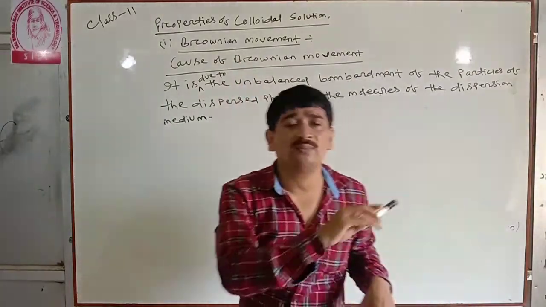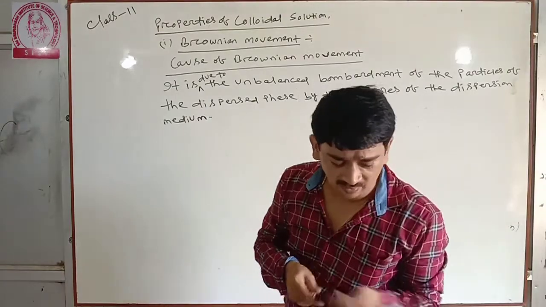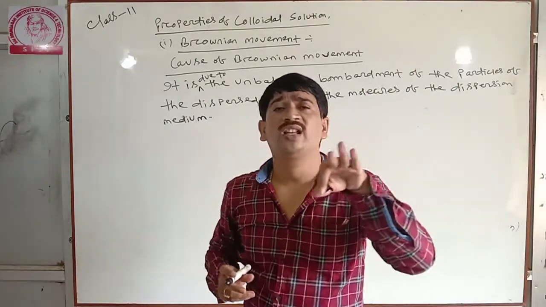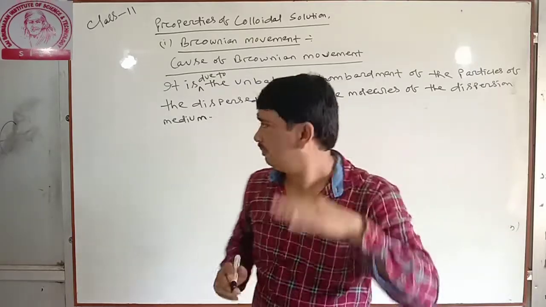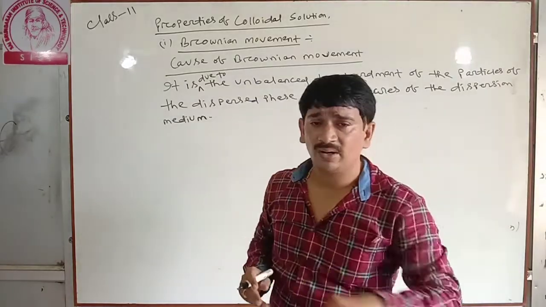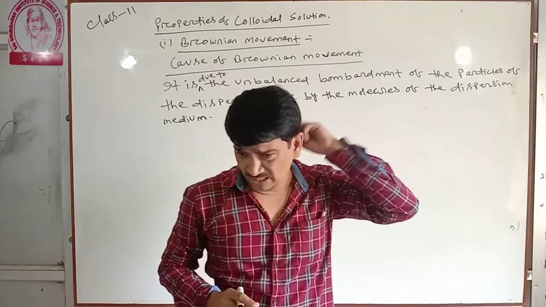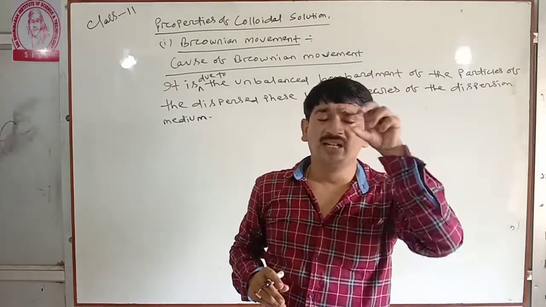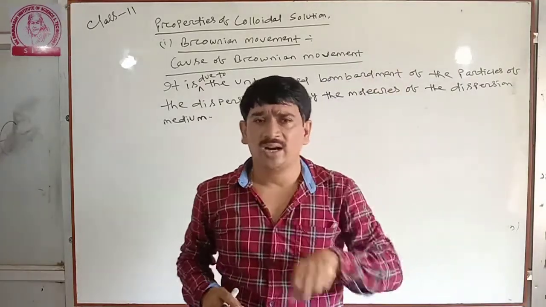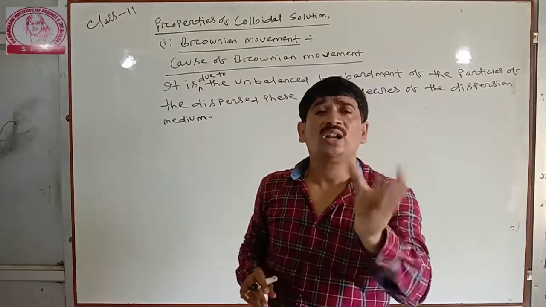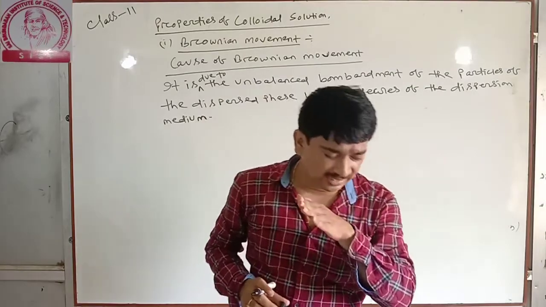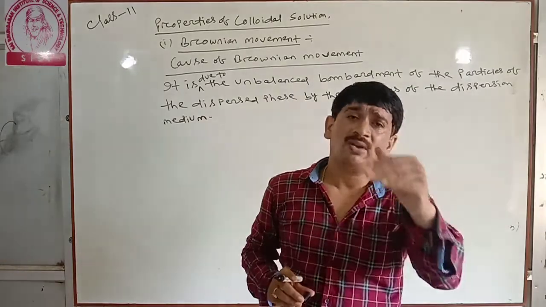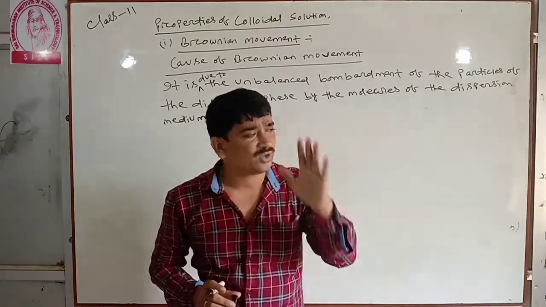Brownian movement is independent of the nature of the colloid. Another point: next you may write Brownian movement is independent of the nature of the colloid, and if the size of the colloidal particles increases, then Brownian movement decreases.